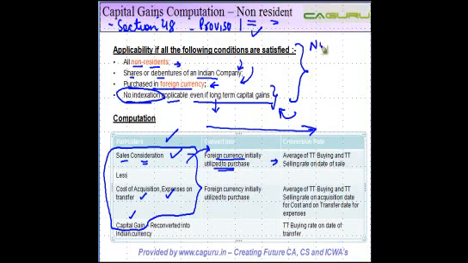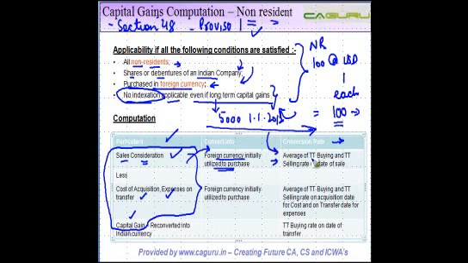Let's say a non-resident purchased 100 shares at $1 each. So his cost was $100, and when I write my sale consideration, it has to be in dollars. Now suppose in the question you are told that the shares were purchased for 5,000 rupees on 1/1/2012. What you will do is first take the average of the TT buying and TT selling rate on the date of sale.